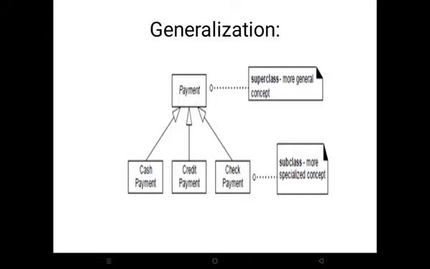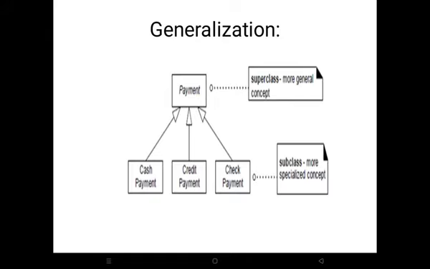The next very important relationship, generalization relationship. Here it shows the relationship between the superclass and subclass. Mostly the superclass is more general, the subclass is a more specialized concept. Cash payment is a specialized concept of payment. Credit payment is a specialized concept of payment. Check payment is a specialized concept of payment. So payment is the more general concept.